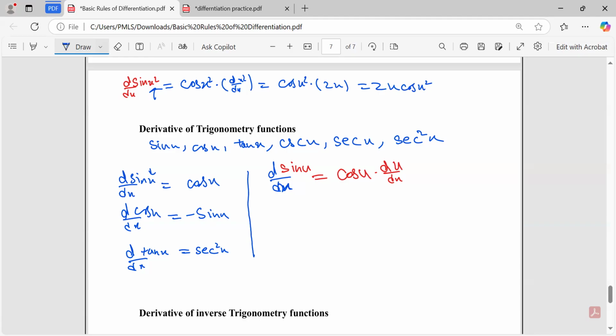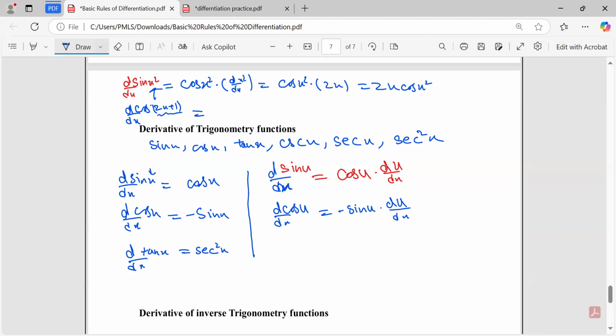In the same way, if you need to find the derivative of cos of u, where u is any function, in this case it will be minus sine of u times the derivative of u. For example, if you need to find the derivative of cos of 2x plus 1, in this case u is 2x plus 1.